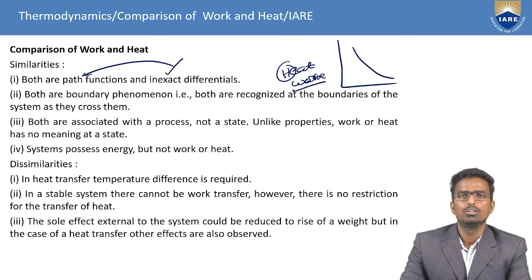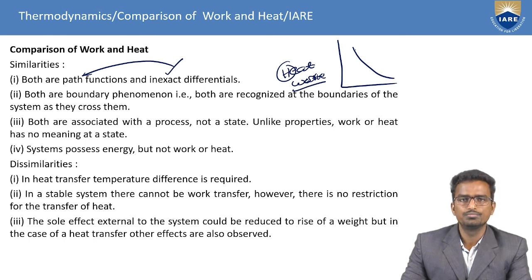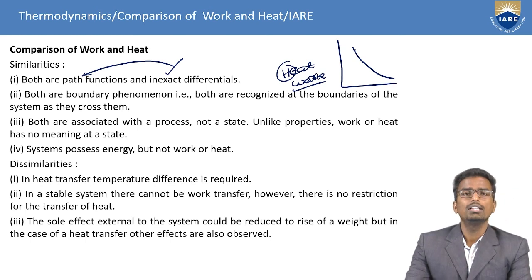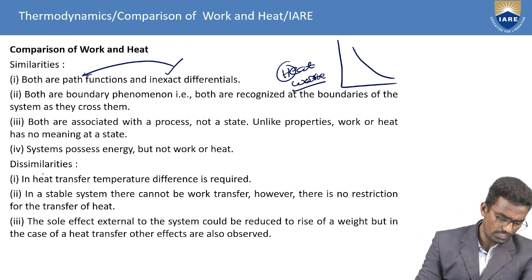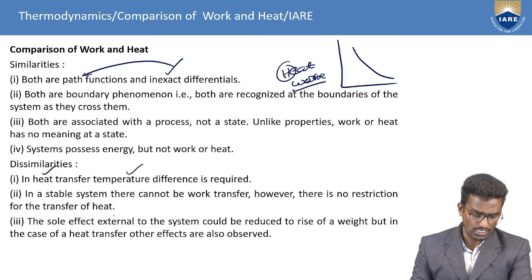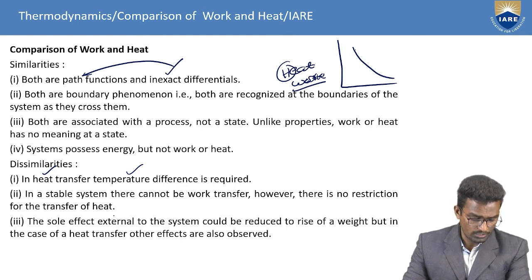There is one more comparison we can make: systems possess energy but not work or heat. Any system possesses an amount of energy but does not have work or heat. There are a few dissimilarities as well. In heat transfer, a temperature difference is required. Definitely, if heat needs to transfer, there should be a temperature difference. And in a stable system there cannot be work transfer. However, there is no restriction on the transfer of heat in a stable condition.